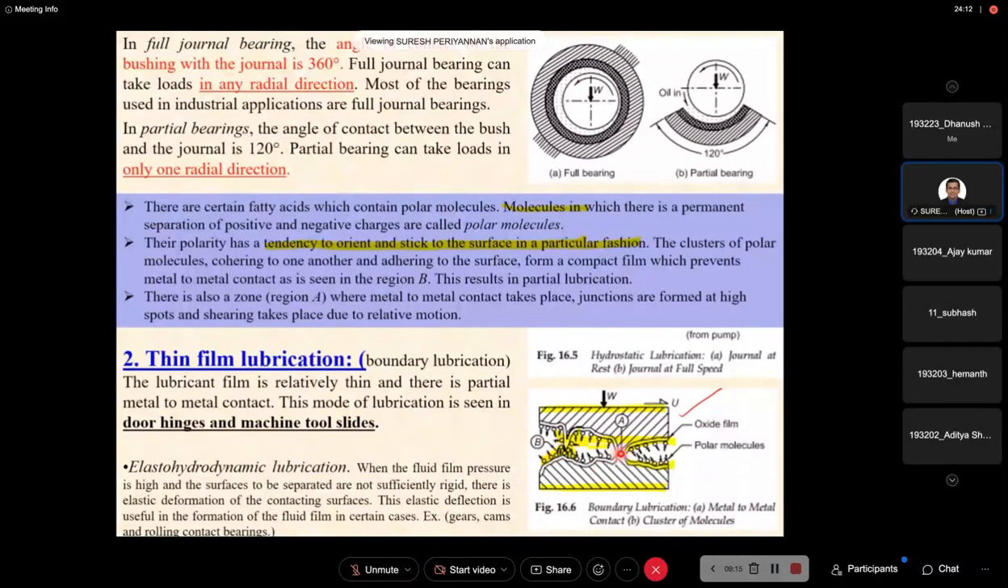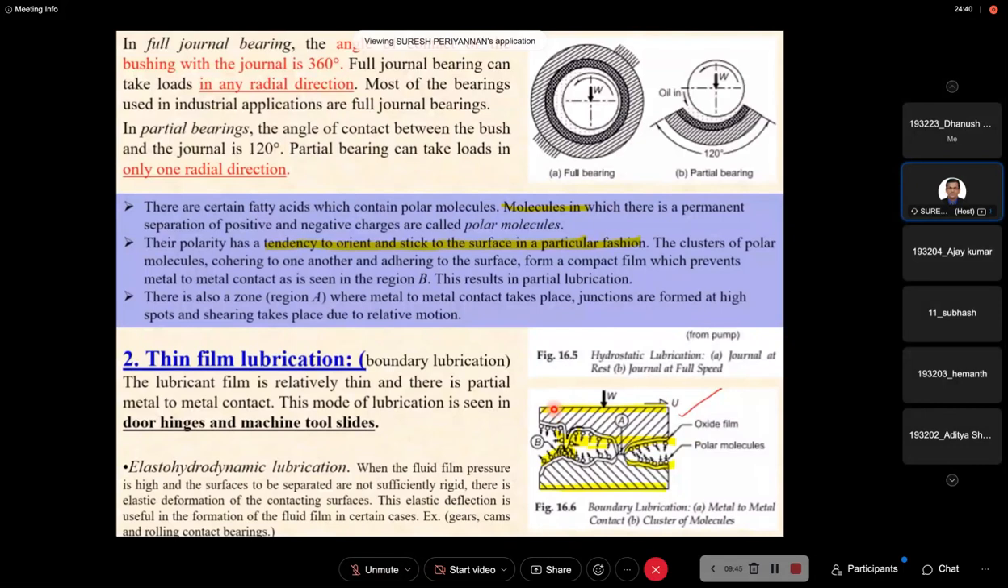But come to this point here, this is a region where metal to metal contact takes place. This is the journal, formed due to a high spot, and seizing takes place in this region. This is the metal to metal contact. Hence, the total process we are saying is partial metal to metal contact lubrication.